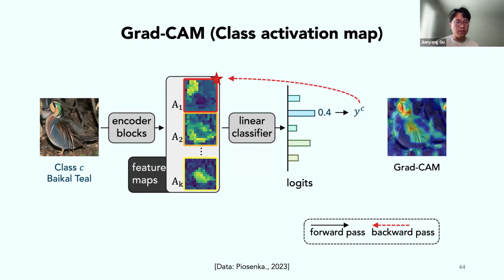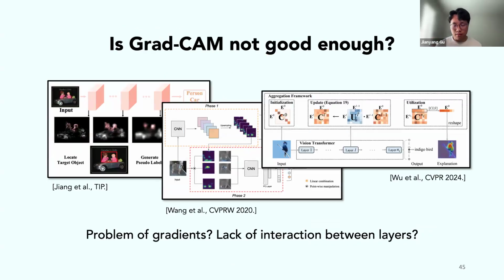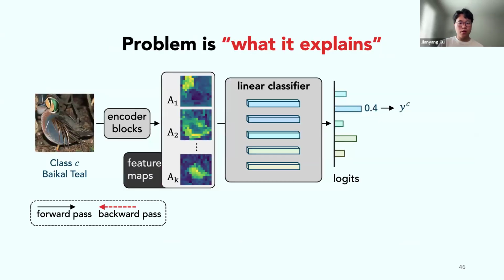So it sounds perfect. However, there have been a lot of methods proposed to improve GradCam. There are some newer signals like ScoreCam or some other different methods. They are trying to use different signals other than gradients. So the question is: is it really the problem of gradients, or is it a lack of interaction between neural network layers? We say that the problem is not how it explains, not which signal it is using, but what it explains.